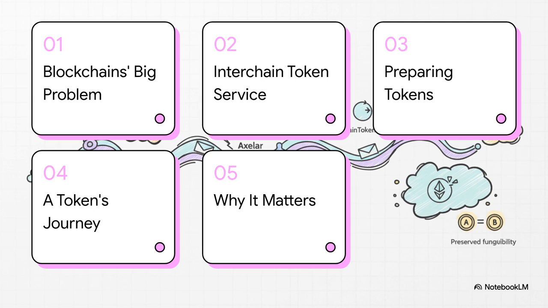First, we'll set the stage with the big problem that's been holding blockchains back. Then we'll introduce the solution, the Interchain Token Service. We'll get into the nitty-gritty of how tokens get ready to travel, follow one on its cross-chain journey, and finally, we'll zoom out to see why this is such a huge deal for the future of Web3.